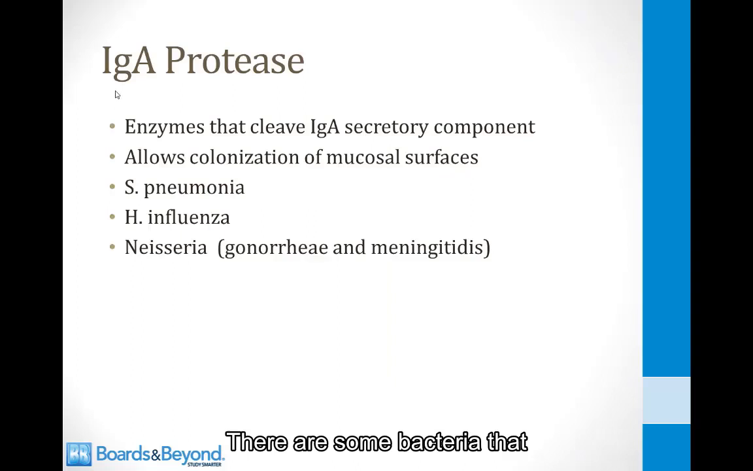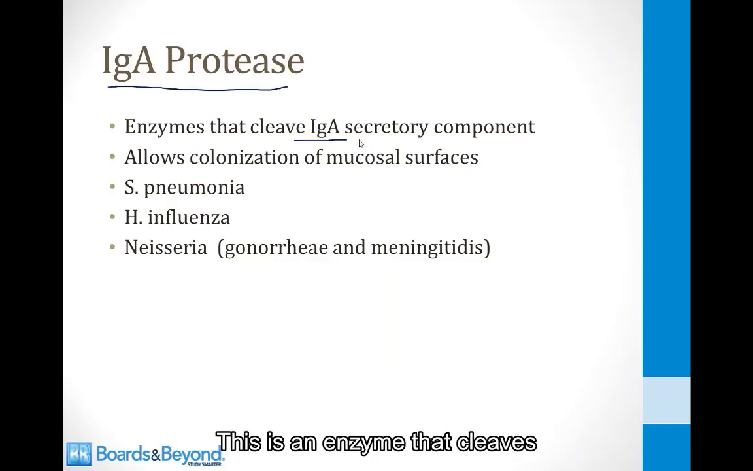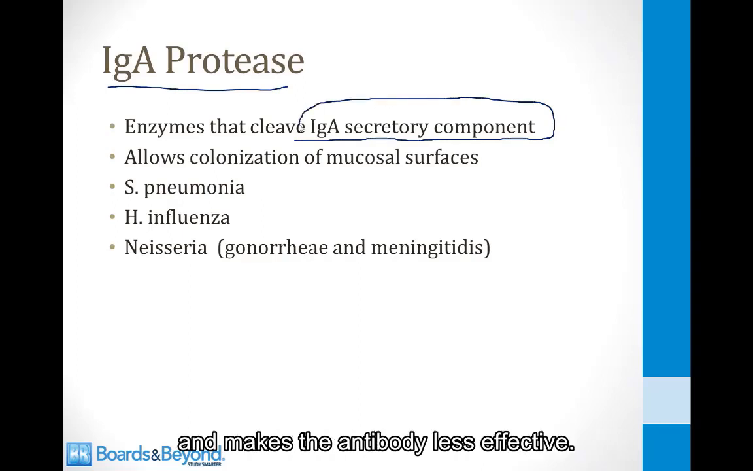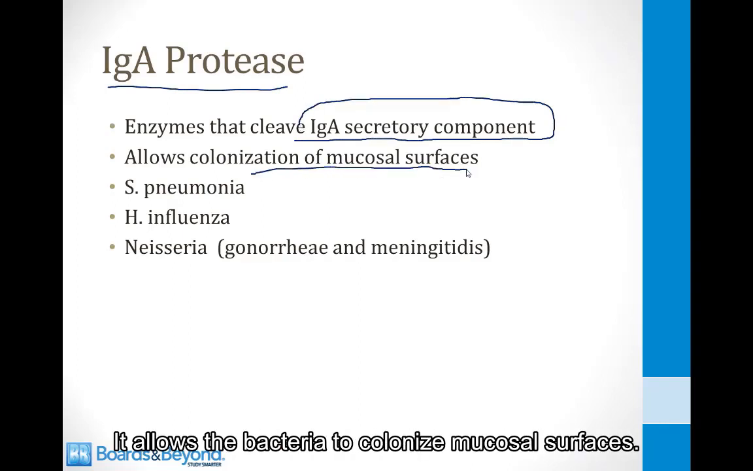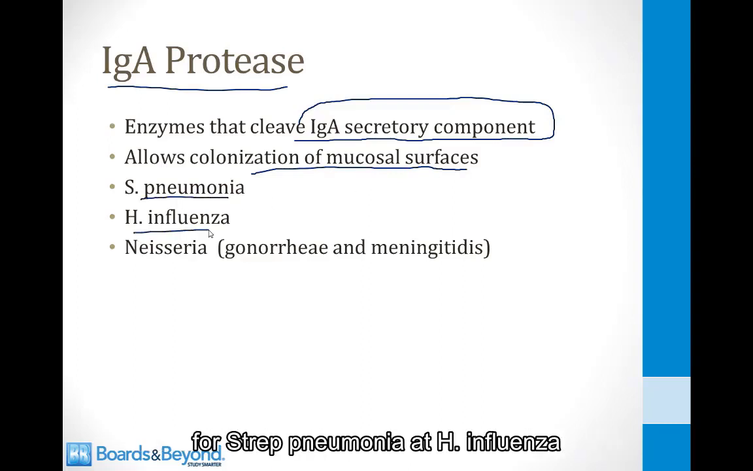There are some bacteria that have a virulence factor called IgA protease. This is an enzyme that cleaves IgA secretory component and makes the antibody less effective. It allows the bacteria to colonize mucosal surfaces, and this is an important virulence factor for strep pneumonia and H. influenza, and also both types of Neisseria.